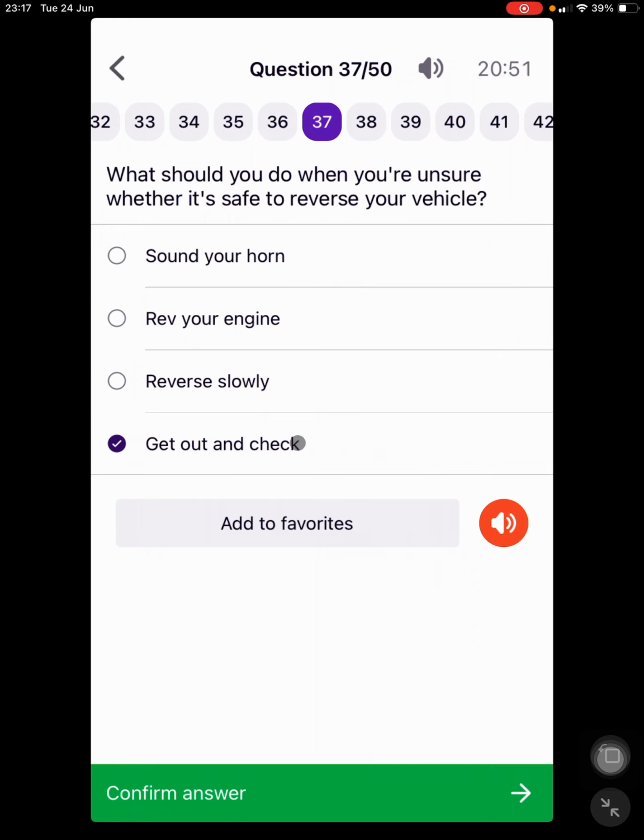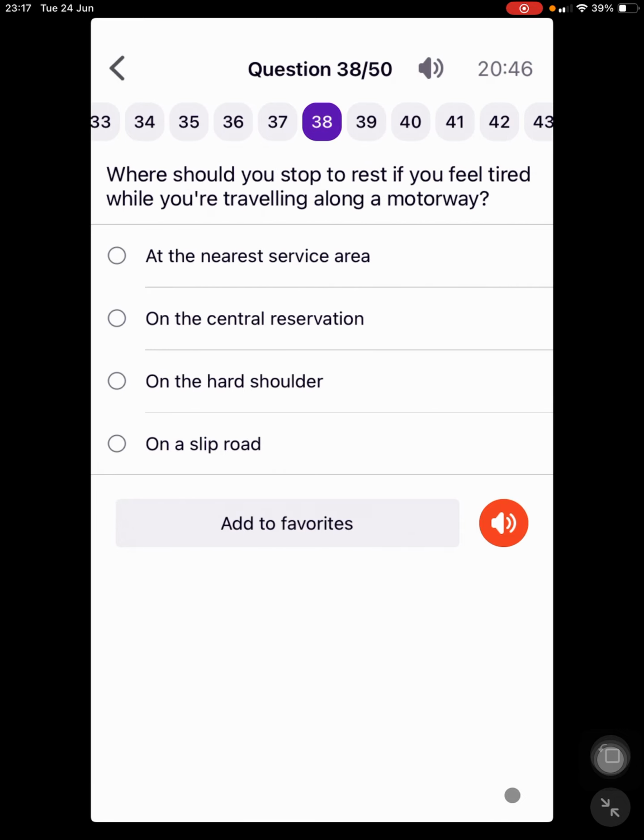So get out and check. And the other answer for the same question is ask someone to guide you.